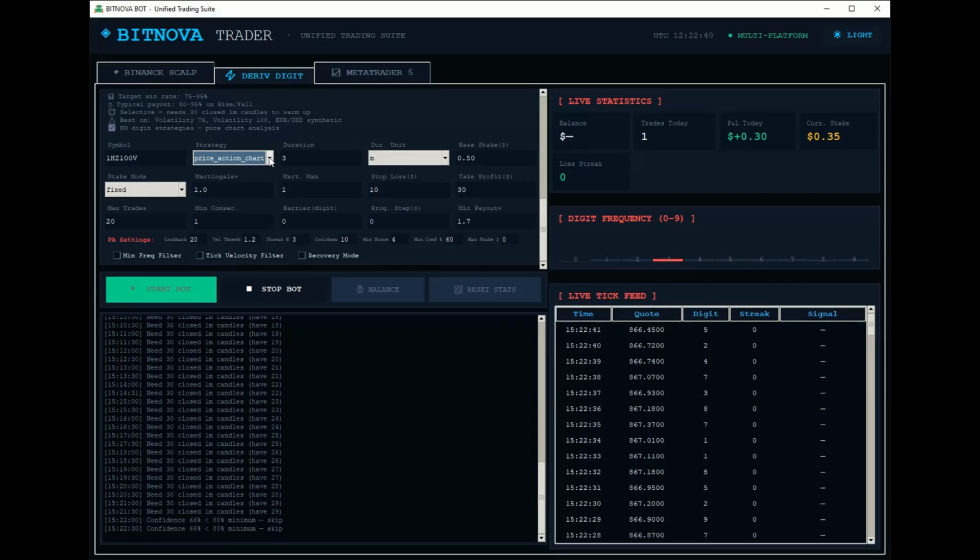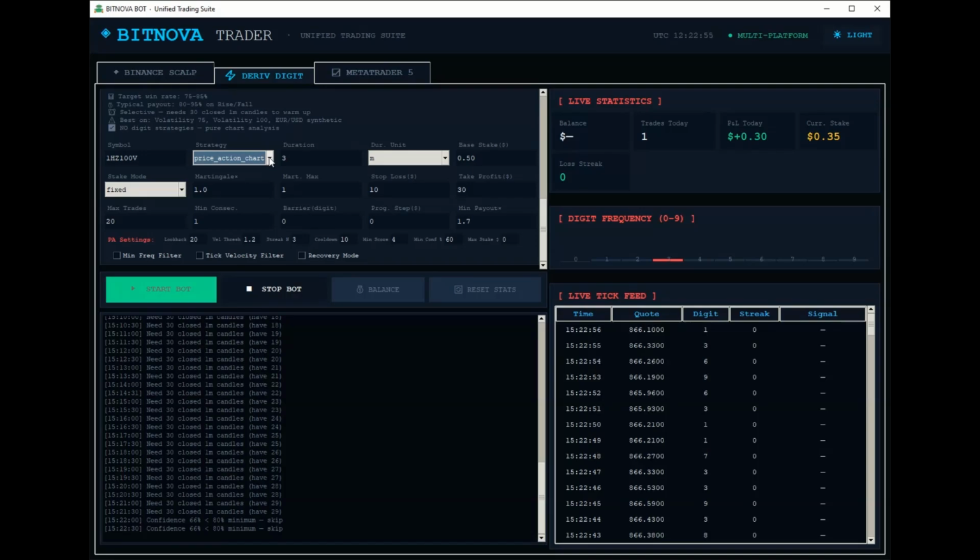Adaptive position sizing. The higher the confidence score on a setup, the larger the stake, within limits you set. Lower confidence trades get smaller stakes automatically. You're not betting the same amount on a great setup and a mediocre one.